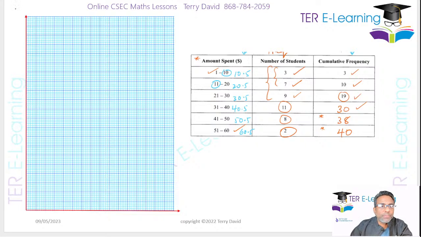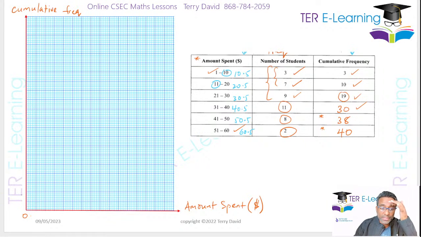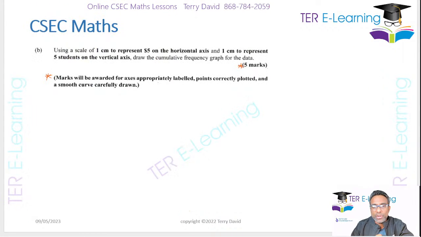Right, so on your vertical axis, you have cumulative frequency. You need to label that. Next, on the horizontal axis, we have the amount spent in dollars. That's what we're going to put here. So this is 0. Now they told us what scale to use. On the horizontal, we're using 1 cm to 5. Same thing for the y-axis, 1 cm for 5.